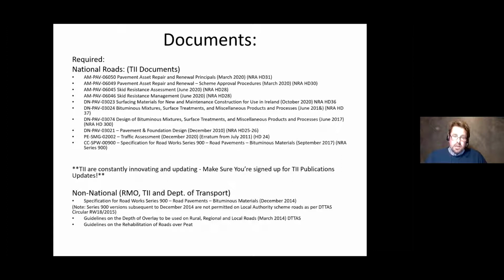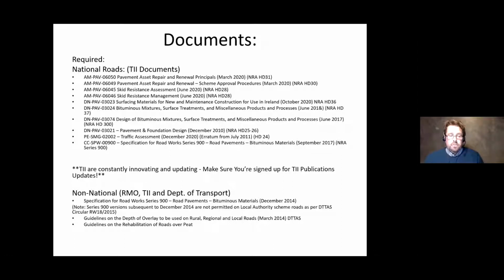In terms of the non-national network, those same documents do apply in a lot of cases. However, I will highlight this again later on, that in terms of the Series 900 documents, the bituminous materials, there was a note came from the RMO and the Department of Transport back in 2014 that you shouldn't use Series 900 post 2014 for non-national roads. So effectively, because of the use of SMA materials, the SMA is not as effective with low-speed roads, mainly because the polishing of the outer layer film does not get removed quick enough.